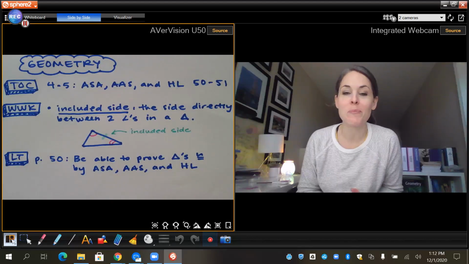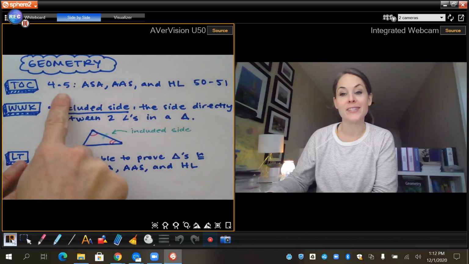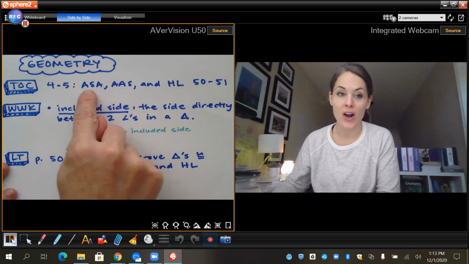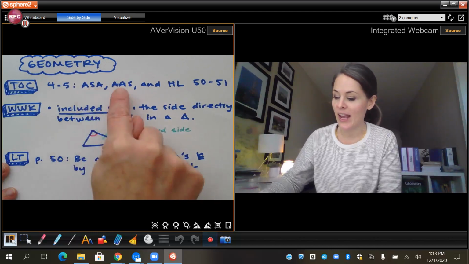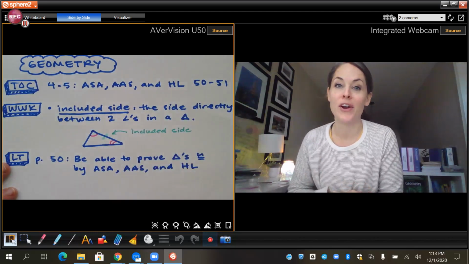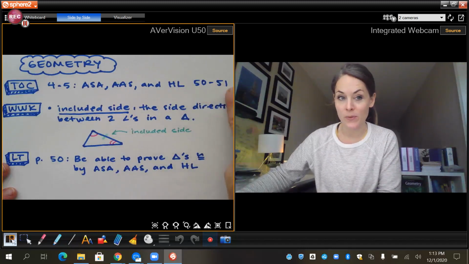So let's talk about some more shortcuts to prove triangles congruent. Today we're going to focus on section 4-5, and the shortcuts we're going to learn are ASA for angle, side, angle, AAS, angle, angle, side, and HL, which stands for hypotenuse, leg. It's going to go on pages 50 to 51.